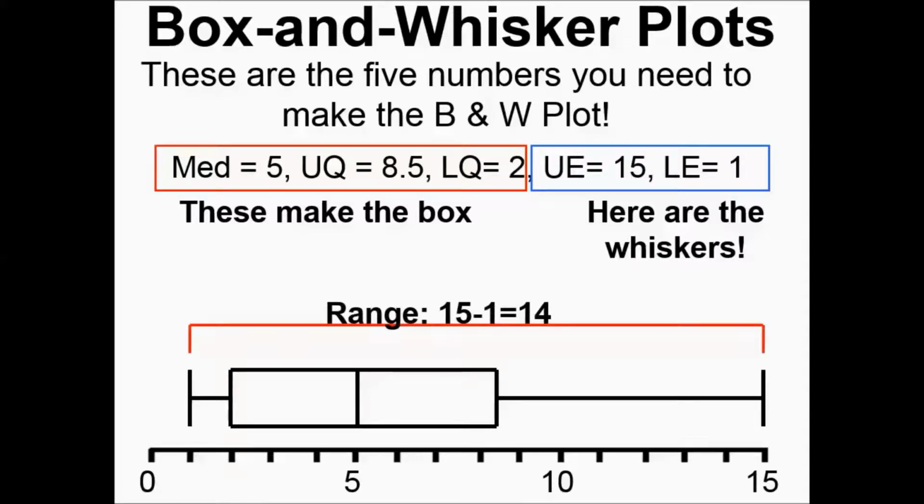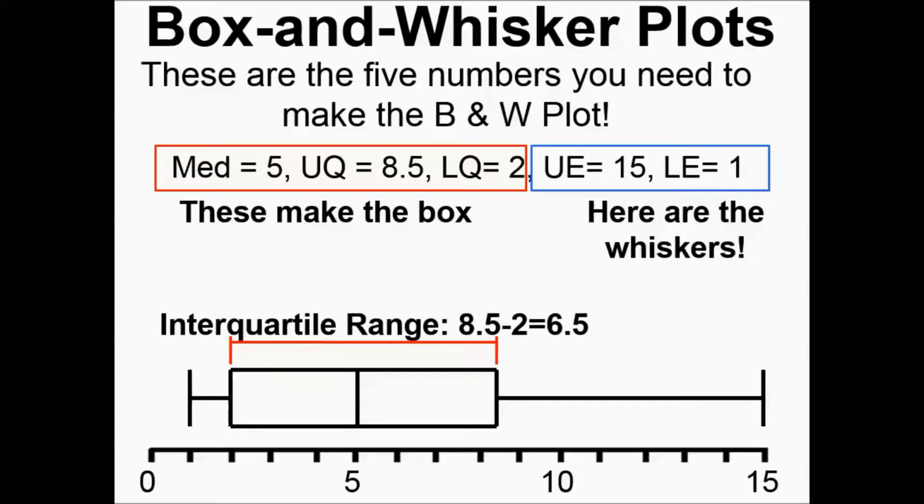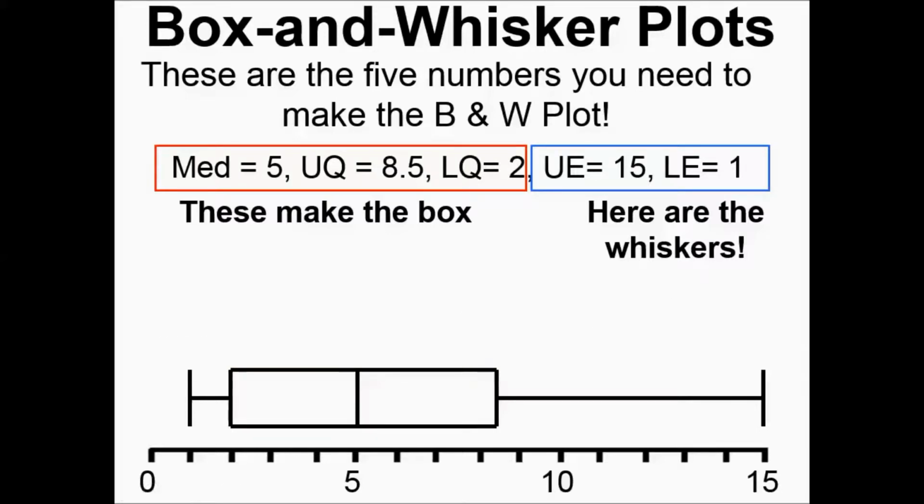Your range of data would be 15 minus 1, which would give you 14. Your interquartile range is your upper quartile minus your lower quartile, or end of the box minus end of the box, and you're going to get 6.5. And there you go.